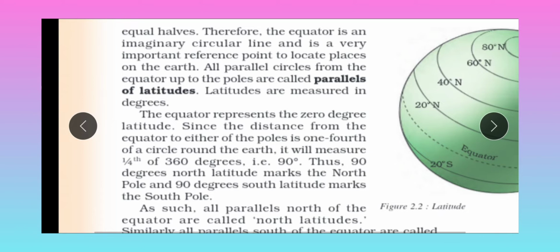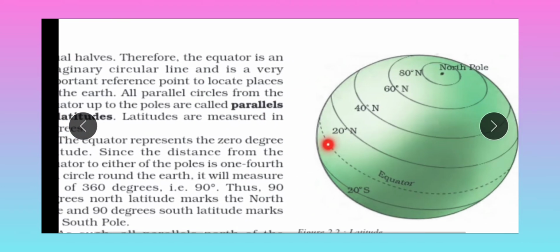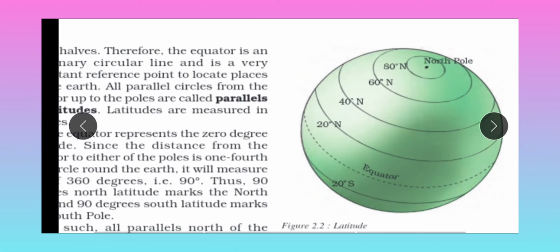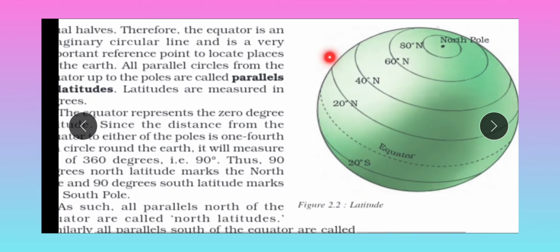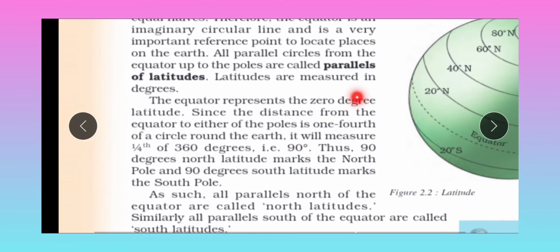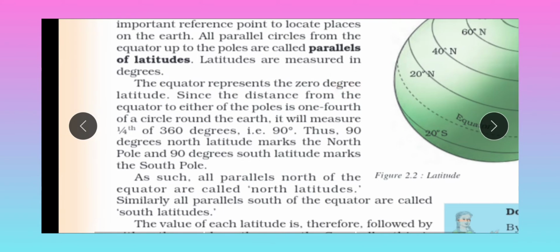Therefore, the equator is an imaginary circular line and is a very important reference point to locate places on the Earth. All parallel circles from the equator up to the pole are called parallels or latitudes. Here you can see the running lines parallel to each other, called parallels or latitudes. Latitudes are measured in degrees. You can see here 20 degrees south, 20 degrees north, 40 degrees north. So parallels can be measured in degrees.